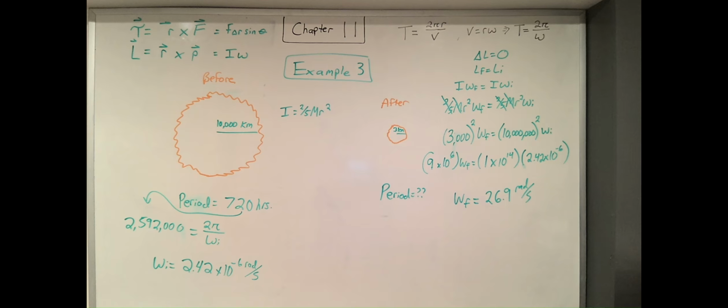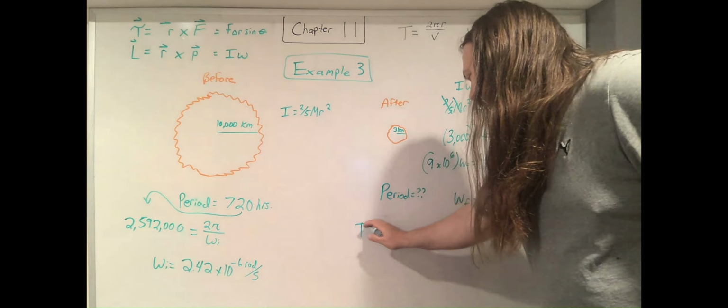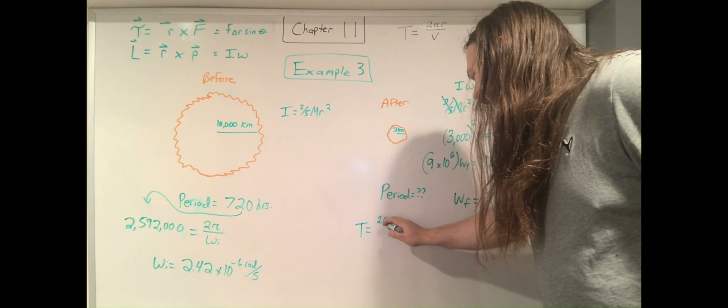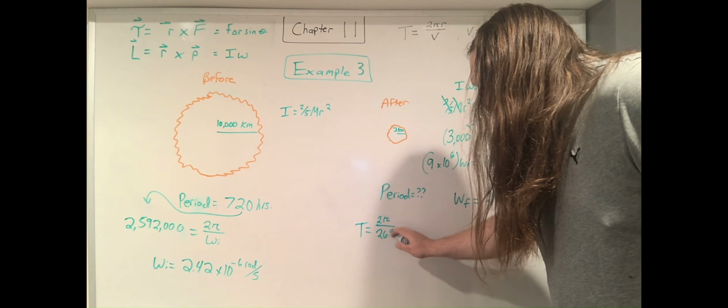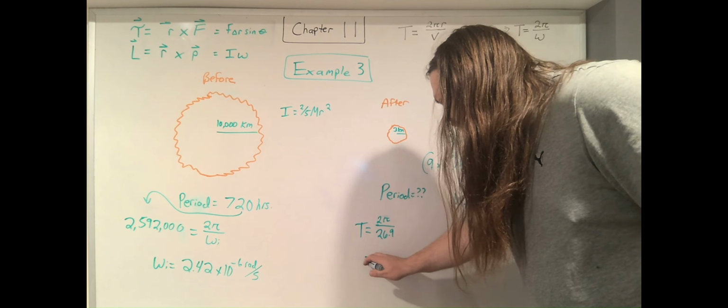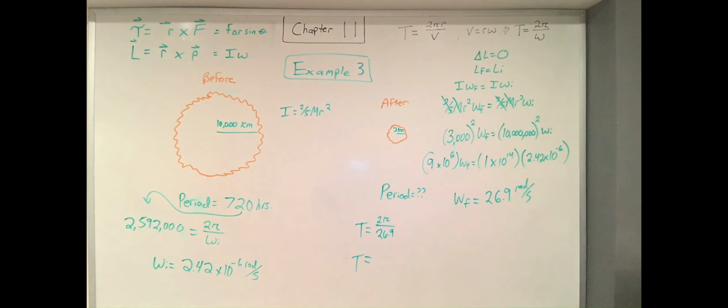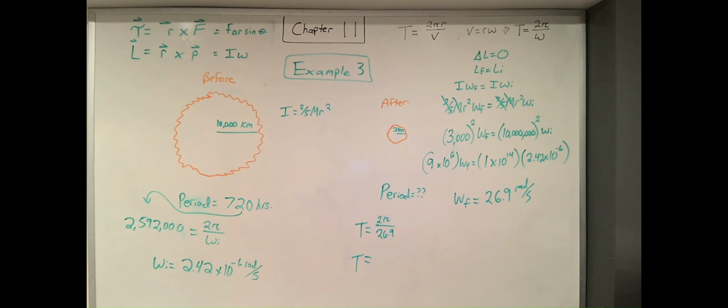The question was asking for what is the period. So we have to plug back into the period. And we say, okay, well, T is equal to 2 pi divided by this number, 26.9. So what does the period equal? Do you think it'll be faster? Think it'll be slower? We will soon find out.